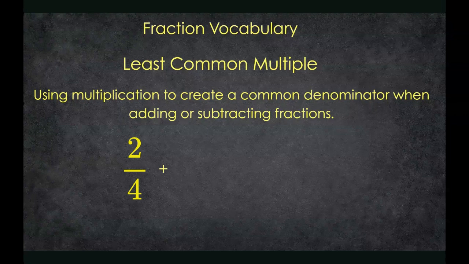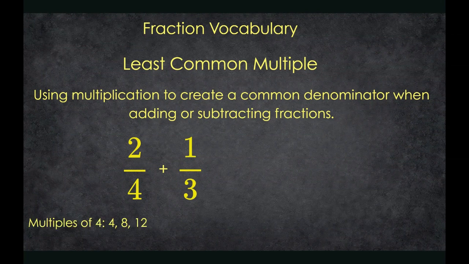So for example, 2/4 plus 1/3, I am not able to add those. So what I need to do is I need to change or convert 2/4 and 1/3 into new equivalent fractions, where the denominator is the same. The way we do that is we are going to be listing out our multiples for each denominator. So I'm going to be listing out all my 4s, and then I'm going to be listing out all my 3s. So here are some examples of how we do that.